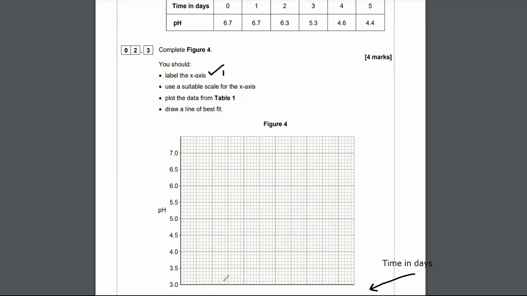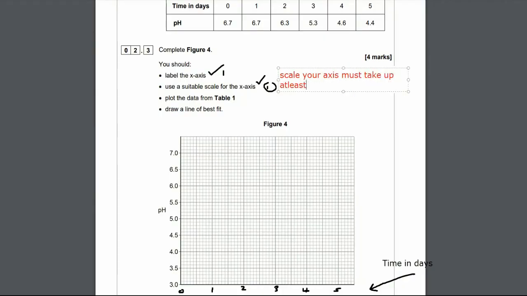Now we need to use a suitable scale. What they mean by a suitable scale is it's got to take up over half the graph paper. So if I just choose 1 centimeter, that won't be a suitable scale. So a suitable scale is like this: 0, 1, 2, 3, 4, 5, takes up over half the graph paper, and that gets you your second of the 4 marks. Look how easy that is.